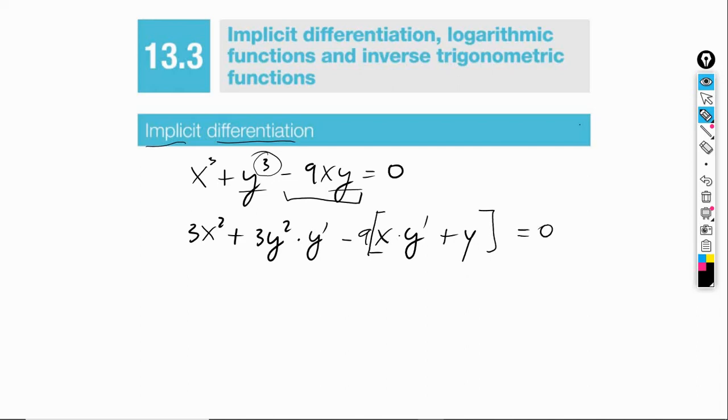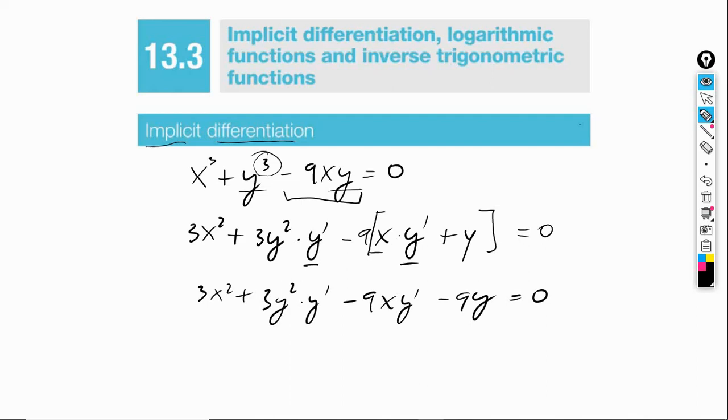So once we have this, what we have to do is leave the terms that have y prime on the left-hand side and move everything else to the right-hand side, right? So let's rewrite this for a second here. We can rewrite this as 3x squared plus 3y squared times y prime minus 9x y prime minus 9y. So what we're going to do is move the terms that don't have y prime to the right, and I'm going to factor out y prime.